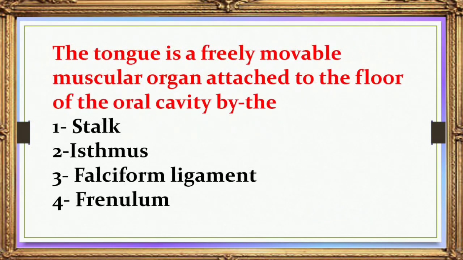The tongue is a freely movable muscular organ attached to the floor of the oral cavity by the stalk, isthmus, falciform ligament, or frenulum. You must know this answer because this is a previous year question. The answer is fourth, frenulum.